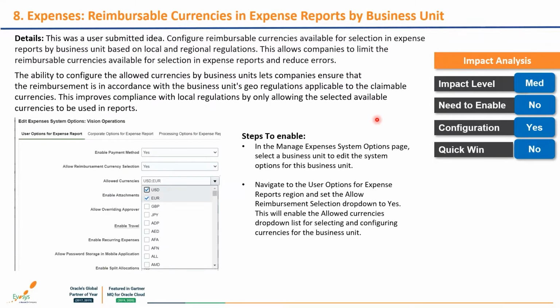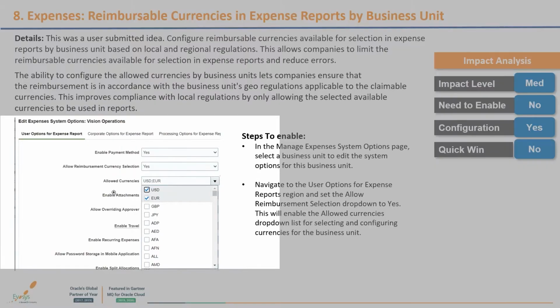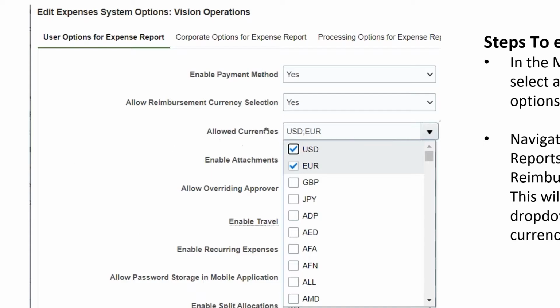Next update we have is for reimbursable currencies in expense report by business unit, right? It is for expense only. This was again a user submitted idea, and I think it was submitted in September 2020, right? With this update we can go to a particular expense system option, and for a particular business unit we can allow that only this particular currency should be allowed for reimbursement, not any other. So till now we were able to select any currencies available, right?